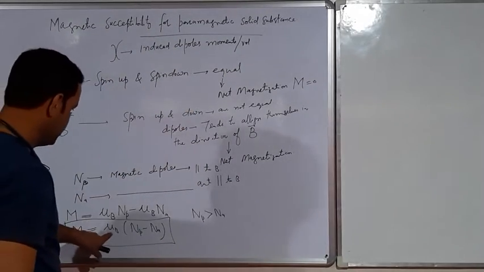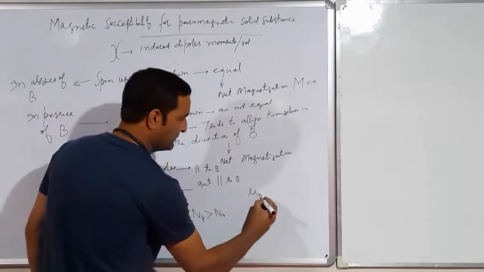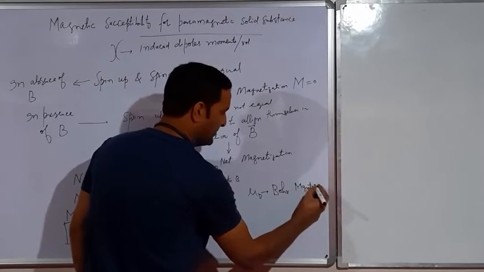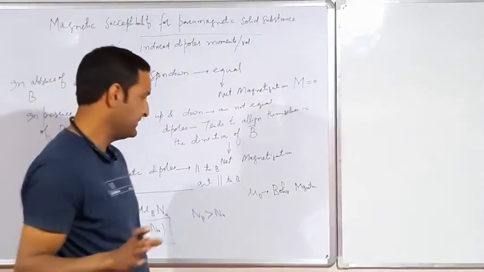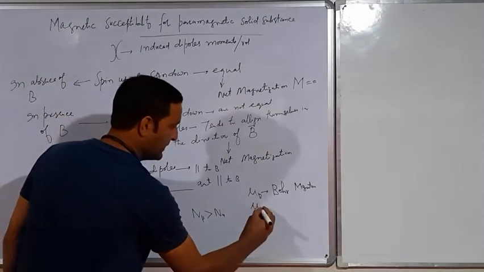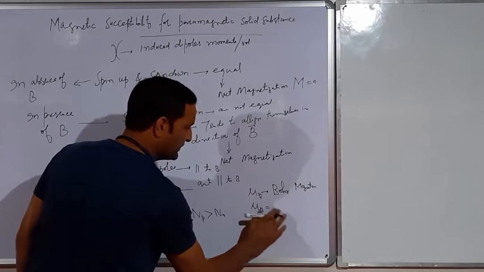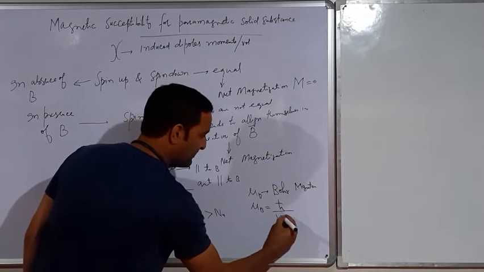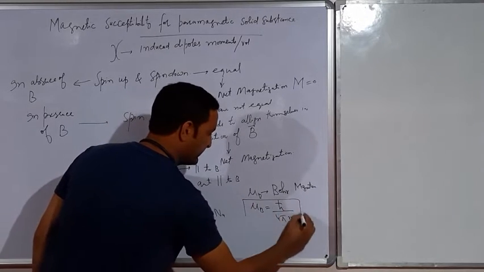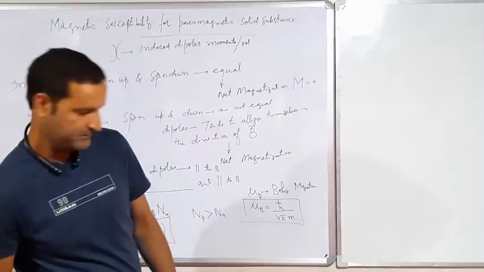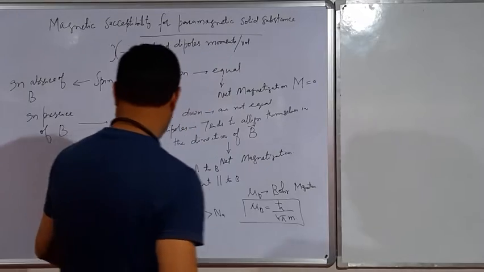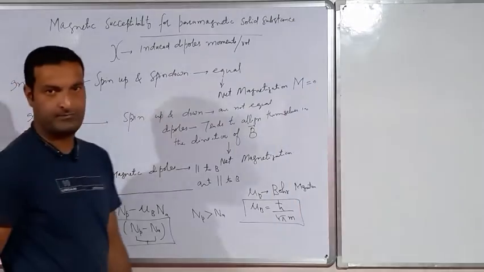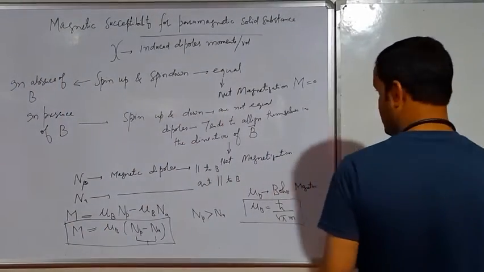So mu B is also called the Bohr magneton, which I have already discussed in lecture first. Its value is h cross upon 4 pi m, and this is called the Bohr magneton. So here you have to calculate Np minus Na.